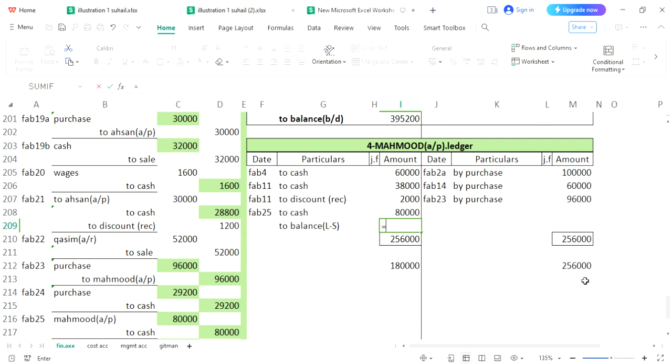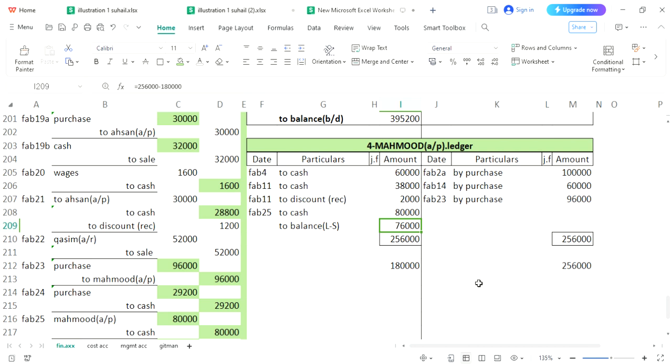The larger sum is 256,000 and you will subtract the smaller sum, which is 1,80,000. So subtract the smaller total from the larger total, and you have got the balance. This is the initial balance. The next step is to bring it downward.